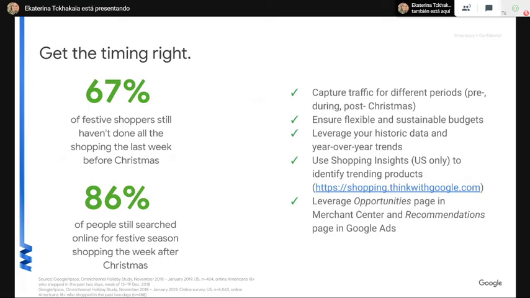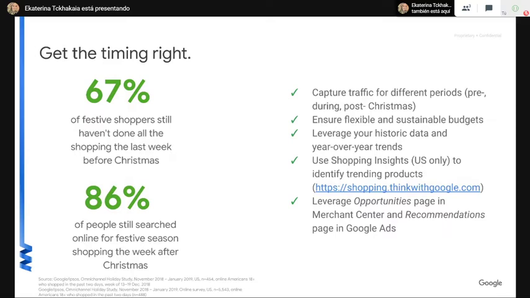It is important to get the timing right, because 67% of festive shoppers actually still haven't done all of their Christmas shopping the last week before Christmas, which gives a lot of opportunity. And in order to capture this opportunity, there are a few things that you could do. For example, capture traffic for different periods before, during, and after Christmas. Also, ensure flexible and sustainable budgets, because you really don't want to miss out on the traffic because of a capped budget on the most peak days, such as, for example, Cyber Monday. Leverage your historic data, look at year-over-year trends, see how you performed last year, and build a strategy on that to perform even better in 2019.